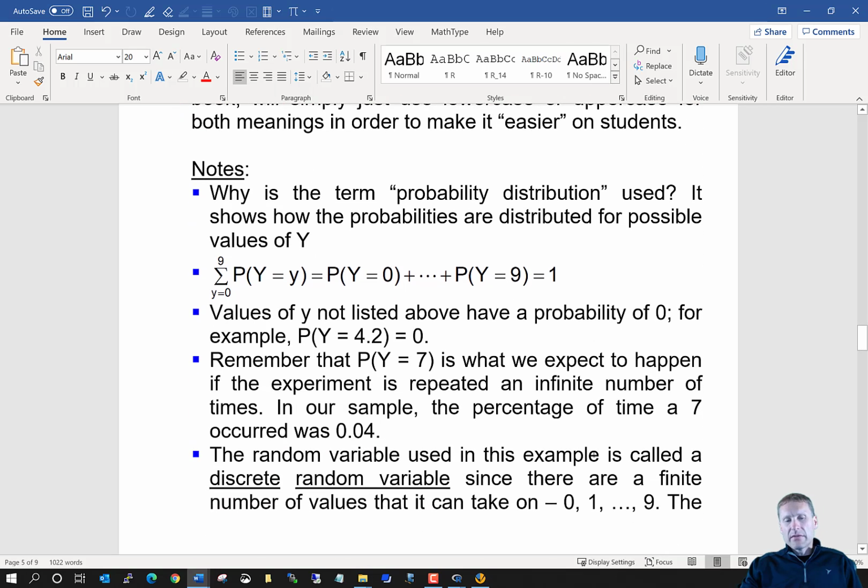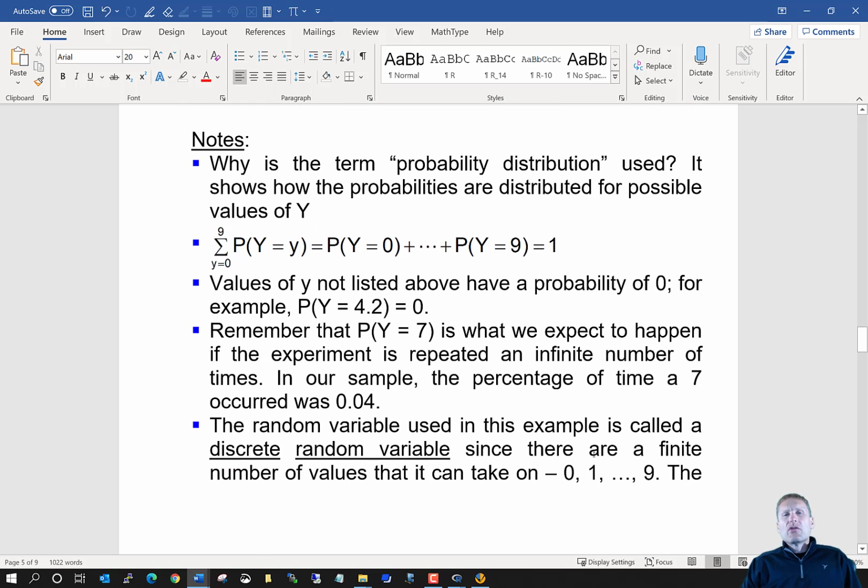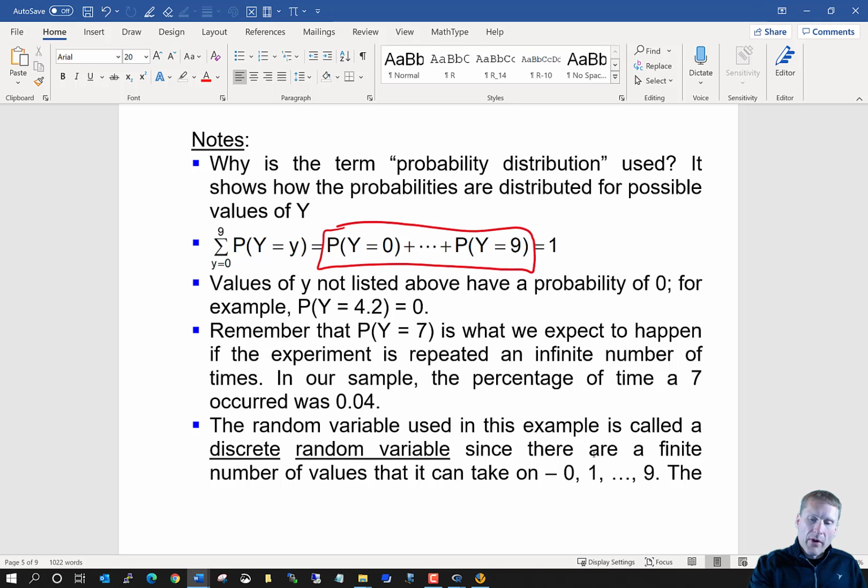Okay, so let's take a look at some notes here. So why is the term probability distribution used? Well, simply put, it shows how the probabilities are distributed for potential values of y. Now, since y can only be 0, 1, 2, all the way up to 9, then if I were to add up all those corresponding probabilities, then I get 1. Because you have to be one of those 10 different numbers.